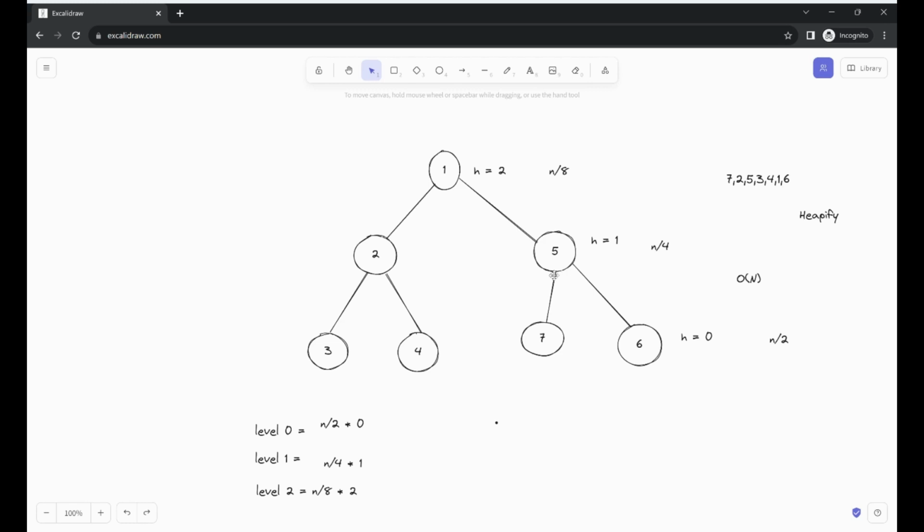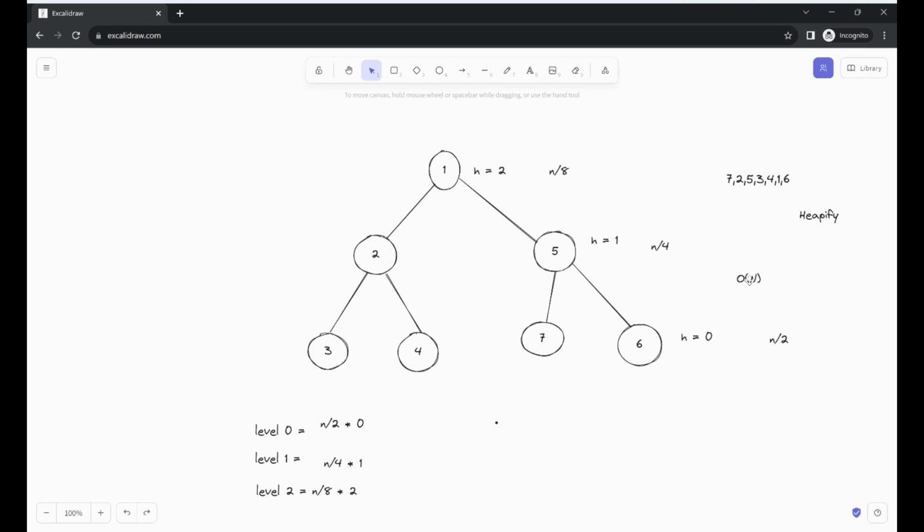Hi everyone. In the last video, I talked about heapifying. So if you have this input, you can create a heap by heapifying. And I also said that the time complexity is big O of n, but I did not explain why the time complexity was big O of n. So let's look at that now.